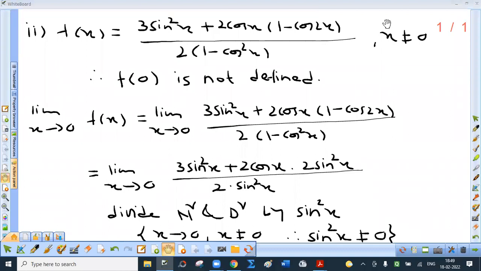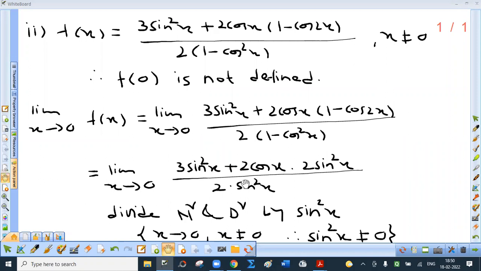Second, f of x is (3 sin square x + 2 cos x) into (1 minus cos 2x) upon 2 into (1 minus cos square x), x not equal to 0. Clearly, f of 0 is not defined. Let us evaluate the limit. What is 1 minus cos 2 theta?